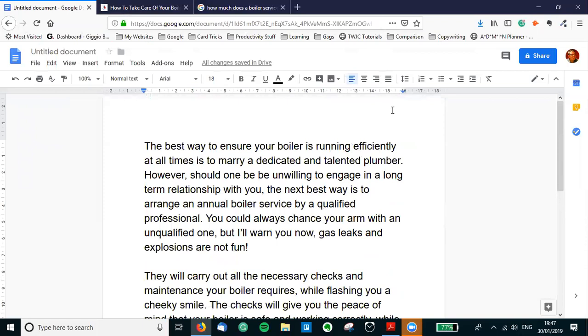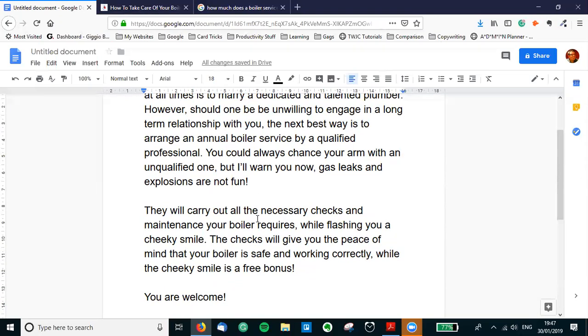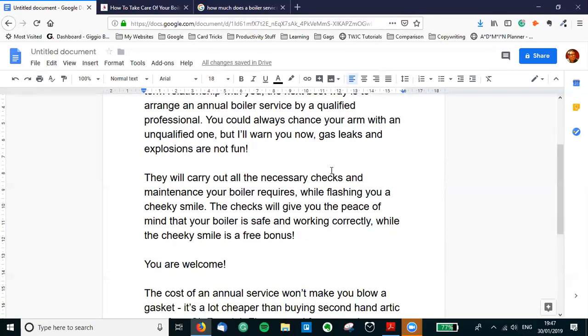So the best way to ensure your boiler is running efficiently at all times is to marry a dedicated and talented plumber. However, should one be unwilling to engage in a long-term relationship with you, the next best way is to arrange an annual boiler service by a qualified professional. You could always chance your arm with an unqualified one, but I'll warn you now, gas leaks and explosions are not fun. They will carry out all the necessary checks and maintenance your boiler requires while flashing you a cheeky smile. The checks will give you the peace of mind that your boiler is safe and working correctly, while the cheeky smile is a free bonus.